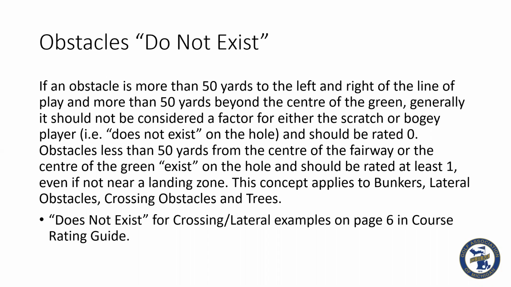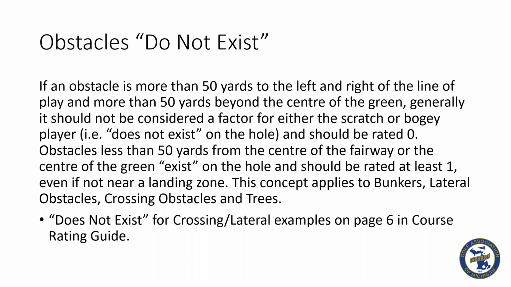But the other thing to keep in mind on this obstacle doesn't exist is that this applies anywhere along the line of play. So even though there might be out of bounds 25 yards right off the tee box, and at every place you evaluate in your landing zone and on the green it's over 50, it's still a 1 because it was within 50 yards of the line of play at some point during the hole. I think one guy explained it really well. He said, think of the hole as a 50-yard wide box.